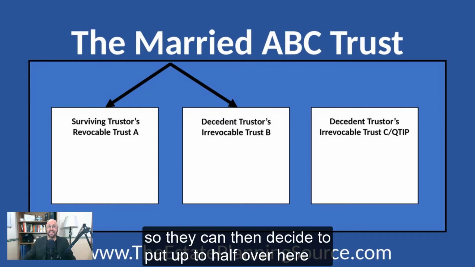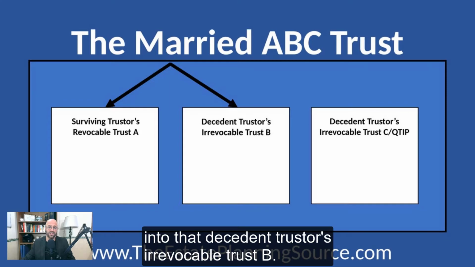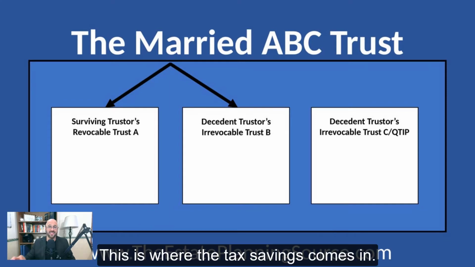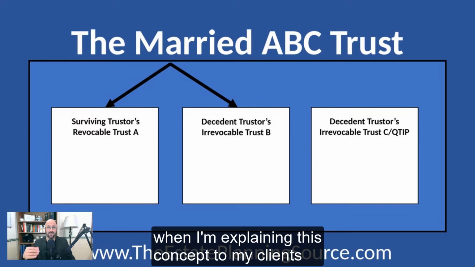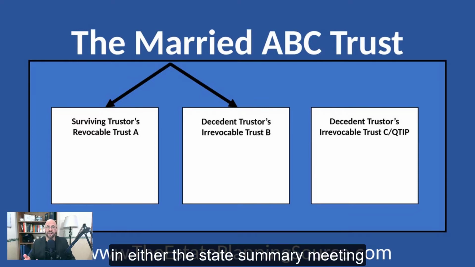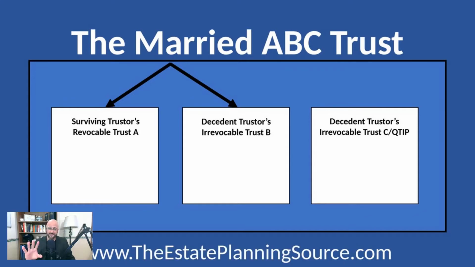So they can then decide to put up to half over here into that decedent trustor's irrevocable trust B. This is where the tax savings comes in. I'm going to use some old numbers, and this is the example I give when I'm explaining this concept to my clients in either the estate summary meeting or the document review meeting when the question comes up.